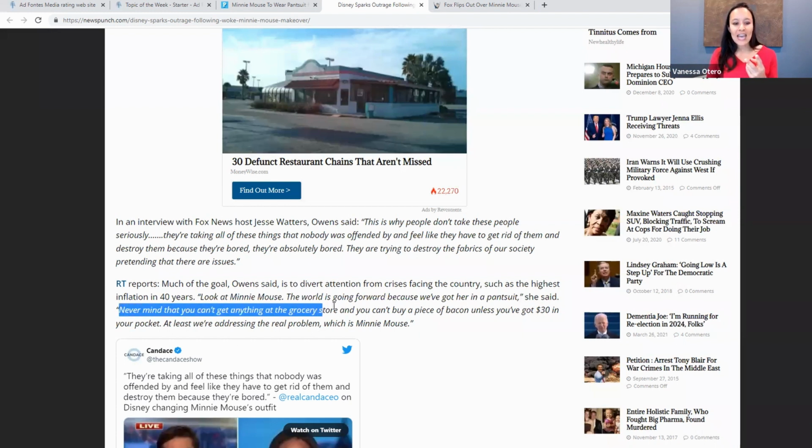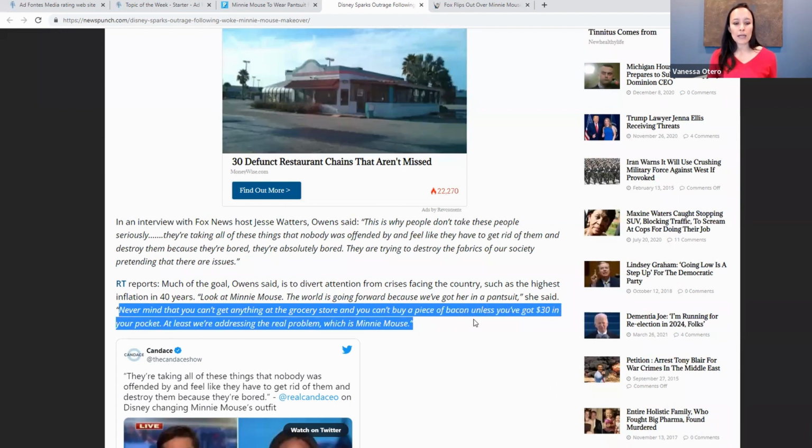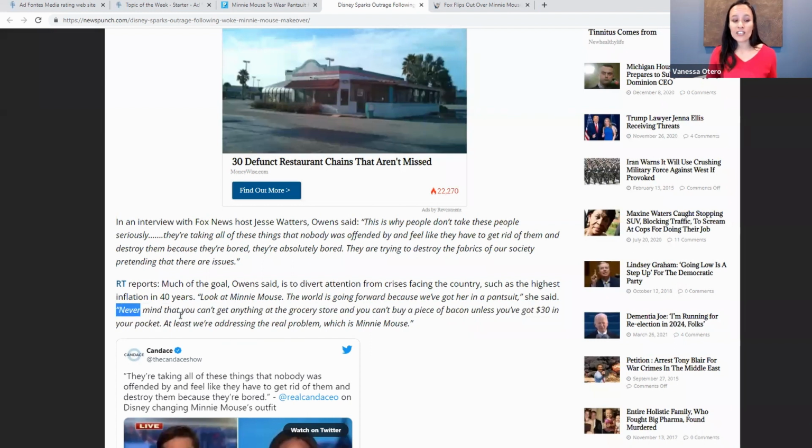Never mind that you can't get anything at the grocery store and you can't buy a piece of bacon unless you've got $30 in your pocket. Okay, this is completely unrelated, right? She's talking about challenges that face a country like inflation. She's using hyperbole to describe them, right? That you can't get anything at the grocery store. It's not like all grocery stores are empty. There are some supply chain constraints, but then she's creating hyperbole around it. And you can't buy a piece of bacon unless you've got $30 in your pocket. Now that's outlandish.